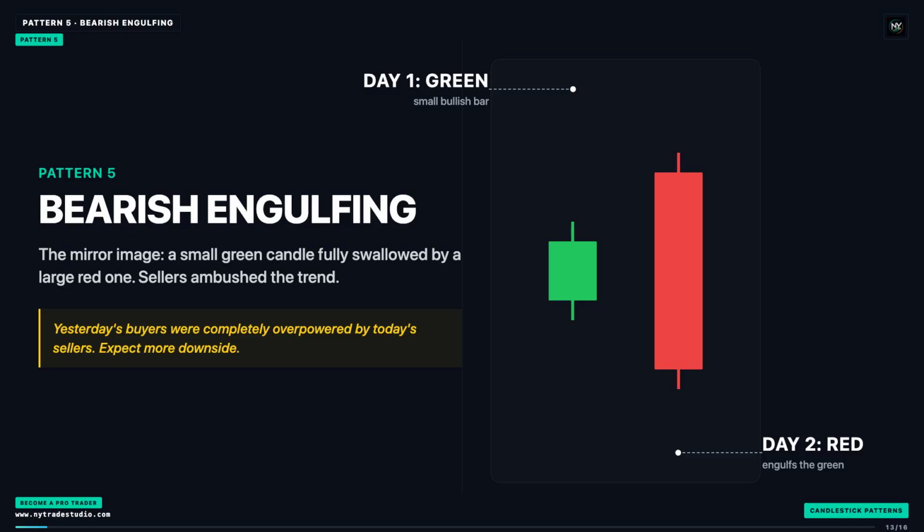The story: yesterday's buyers were ambushed. Today, sellers showed up in force and overwhelmed them in a single session. The control of the chart flipped. Sellers now own it. Trade rule: enter short on the next bar's open. Stop above the red candle's high. The bigger the red candle relative to the green, the stronger the signal.